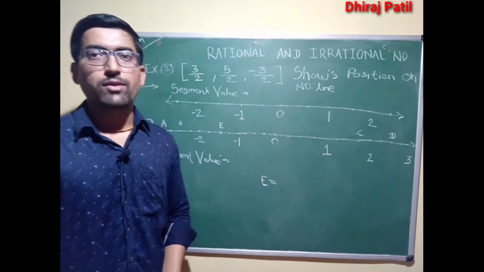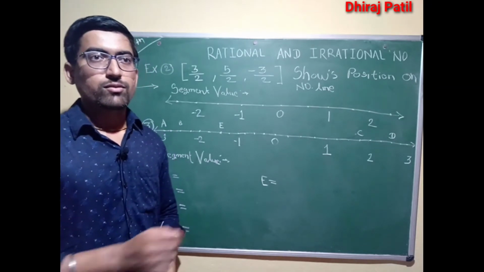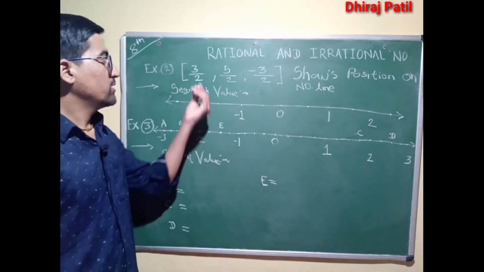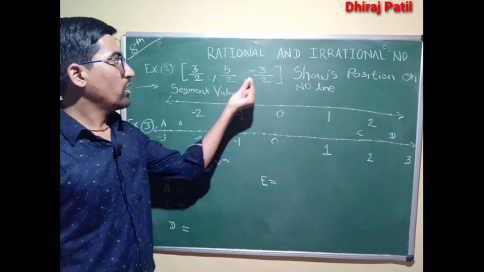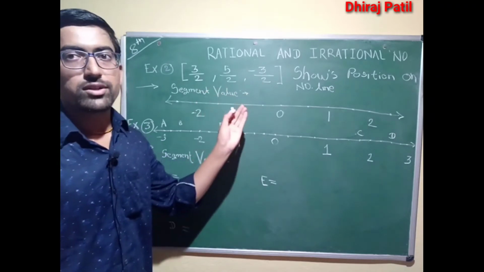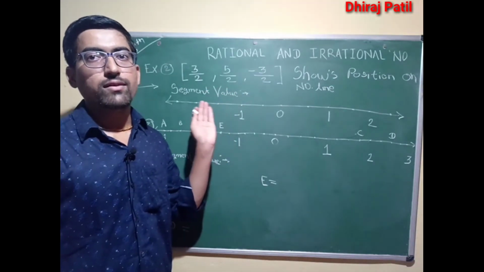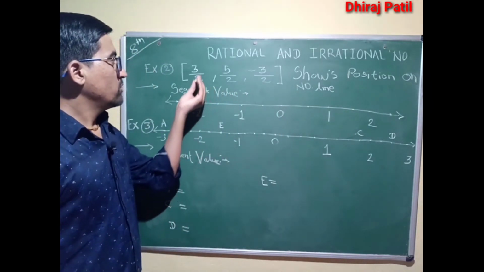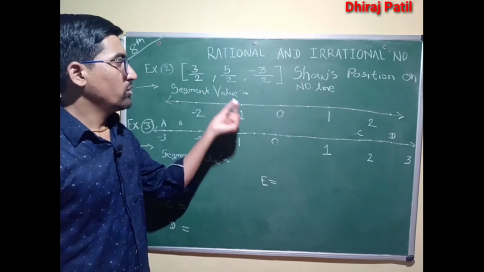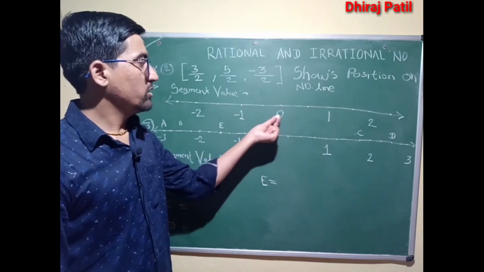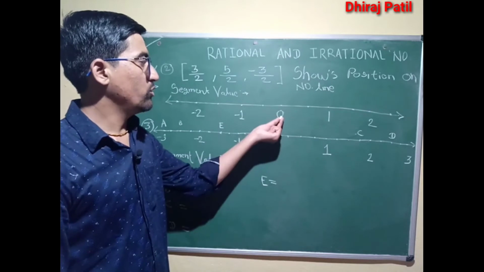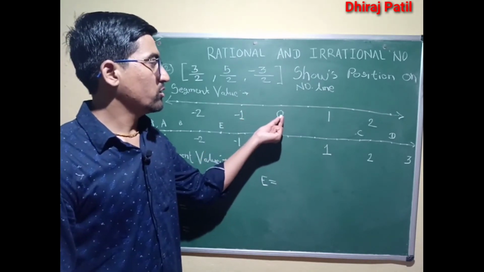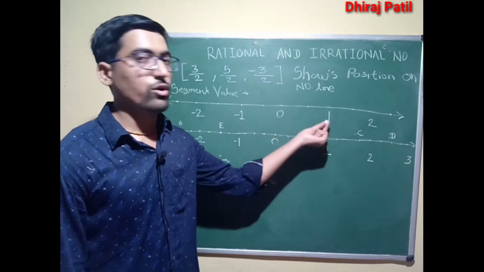Now friends, we take a second example, showing positions on the number line. The example is 3 by 2, 5 by 2, and -3 by 2. These three numbers we have to show on our number line. First of all, I have to see what our segment value is. On the number line, this is our unit value from 0 to -1, and the same on the positive side, 0 to 1. This is our unit value.